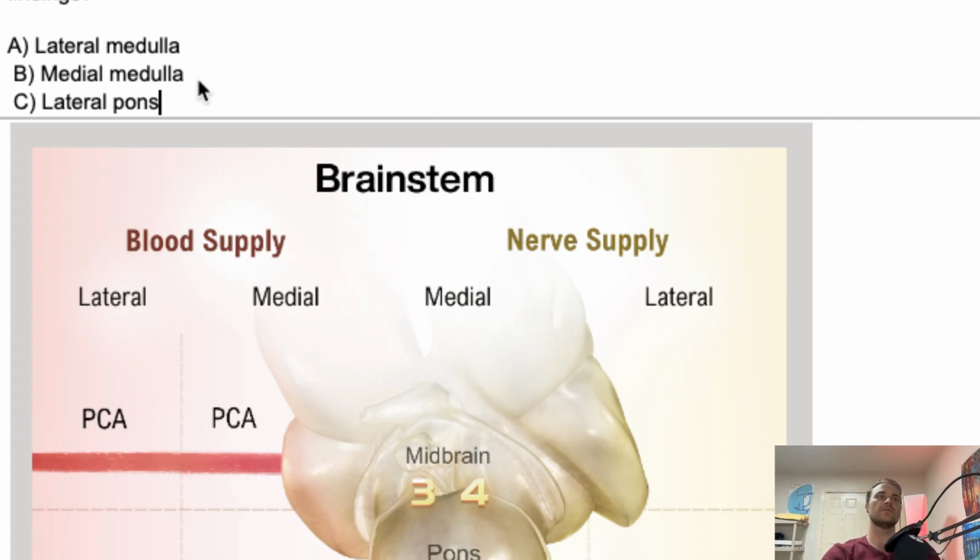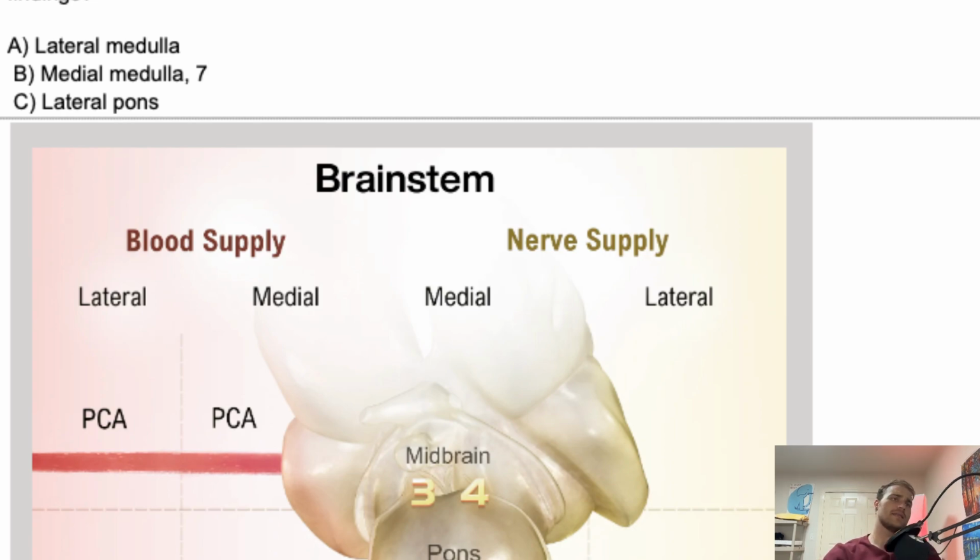Our medial medulla, so that makes us think of a medial medullary syndrome. That would not be 3, it would be 7, cranial nerve 7 palsy. Tongue deviation and contralateral hemiparesis. So that's not going to be quite it. Our medial medullary is going to involve our 7.